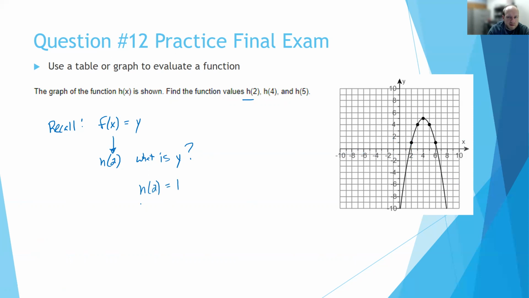So h of 2 equals 1. What is h of 4? We go over to 4 on our x-axis, and the dot here in our function is at 5. So y is equal to 5. And then what is h of 5? It is at 4. So these are your 3 answers for that.